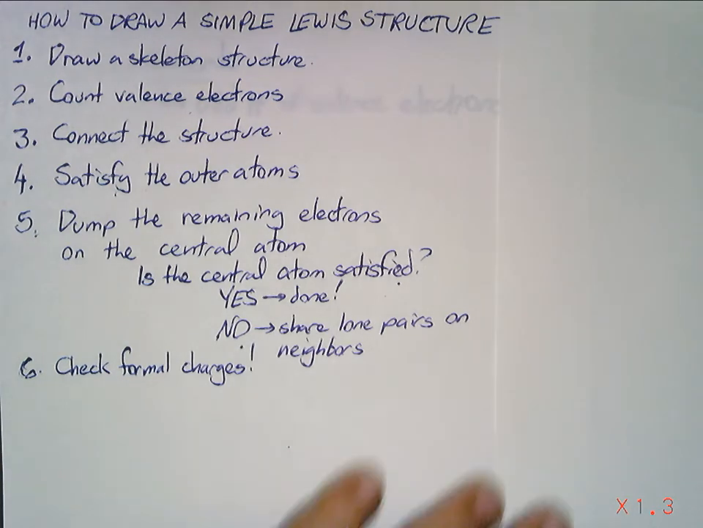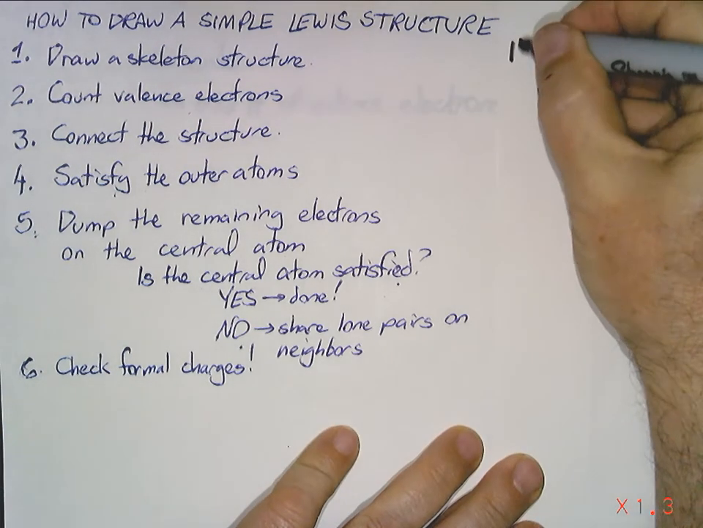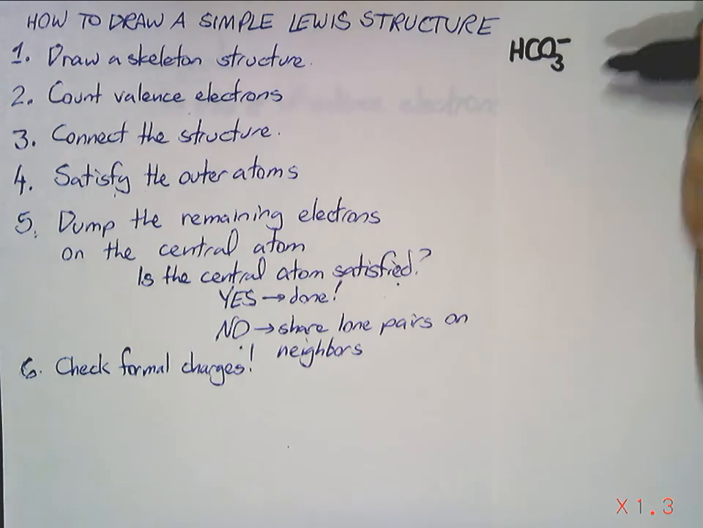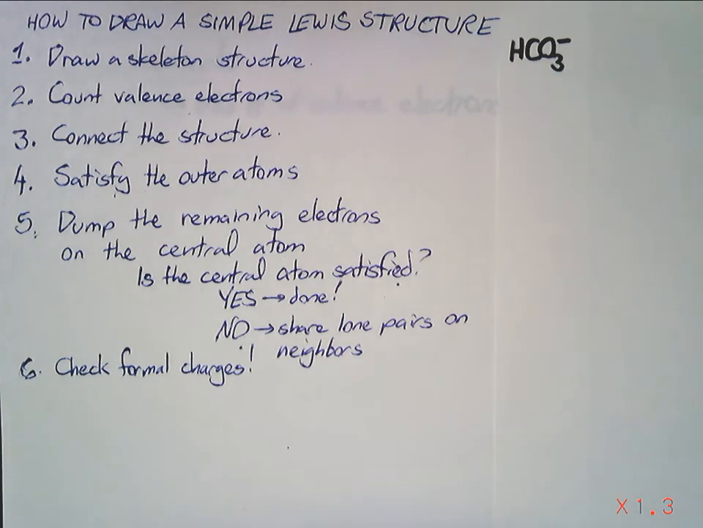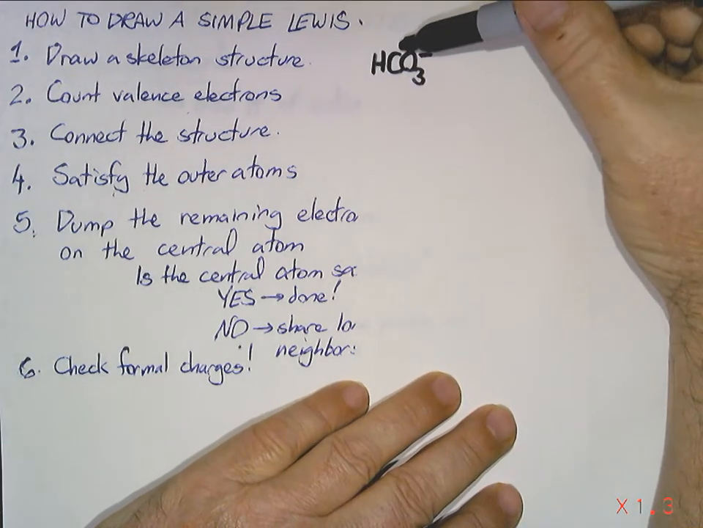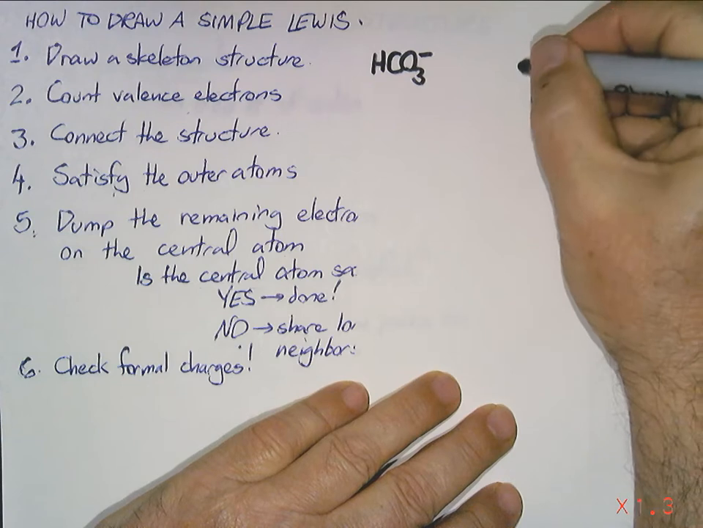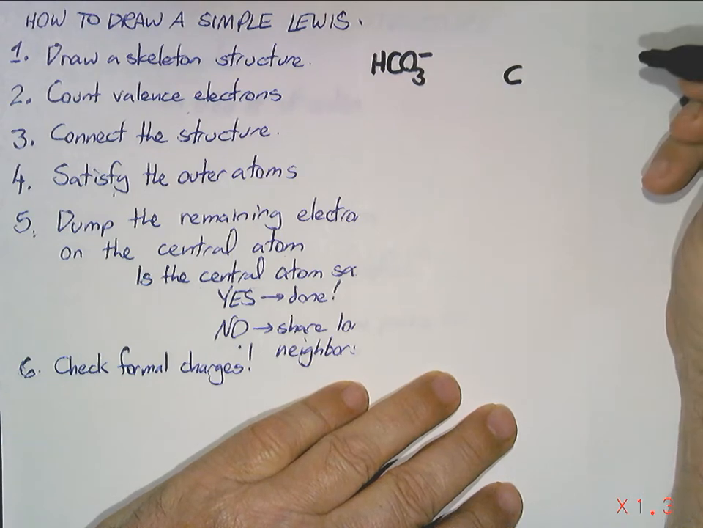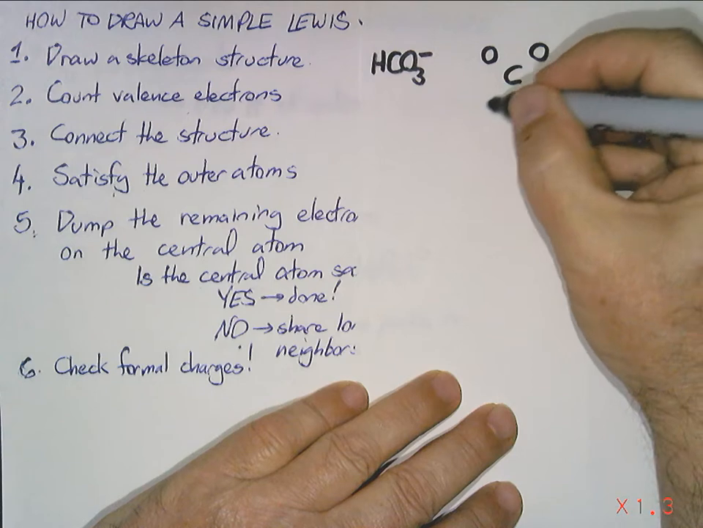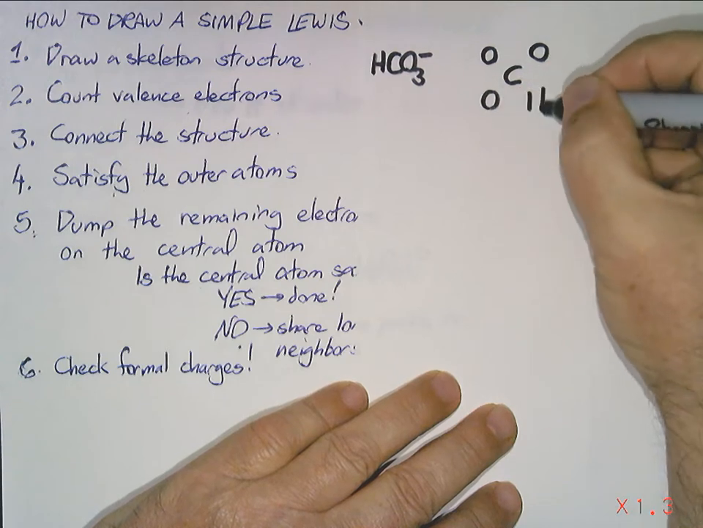Let's do the bicarbonate ion. There it is. Now, let's draw the skeleton structure. If I look at these atoms, the carbon is closest to the center of the table, so I'll put it closest to the center of my structure. I'll put the oxygens and the hydrogen around the outside.